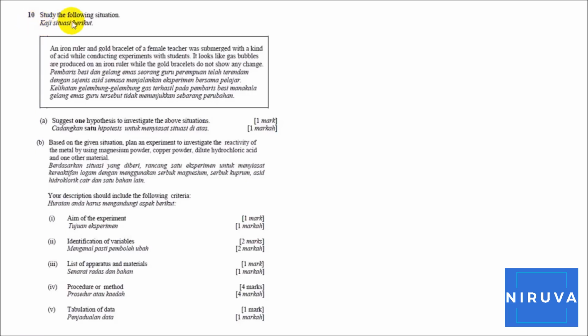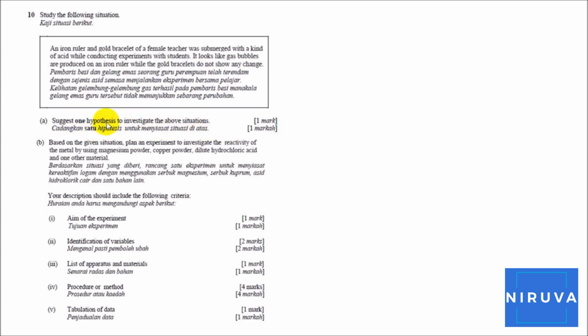Okay, and then question 10, study the following situation. We are given a situation here where the iron ruler and gold bracelet of a female teacher were submerged in a kind of acid while conducting experiments with students. It looks like gas bubbles are produced on the iron ruler while the gold bracelet does not show any changes. State one hypothesis to investigate the above situation.